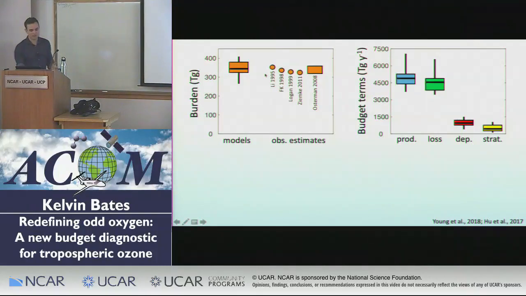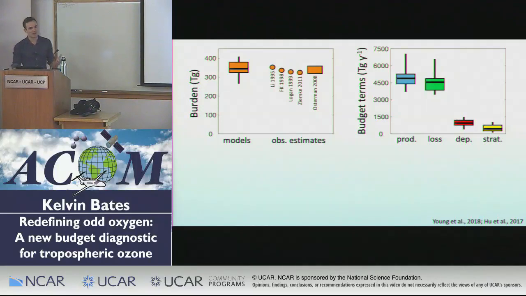Despite that, though, the burdens of ozone in the troposphere in all of these models are relatively more consistent. And you might ask why that is. And the somewhat unsatisfying answer that I've always gotten from that question is that it's largely that models are tuned for this to a greater or lesser extent.